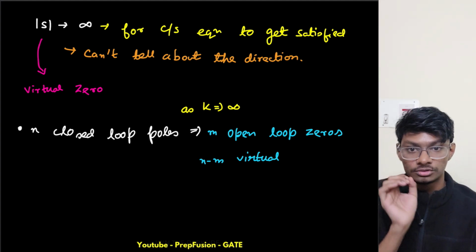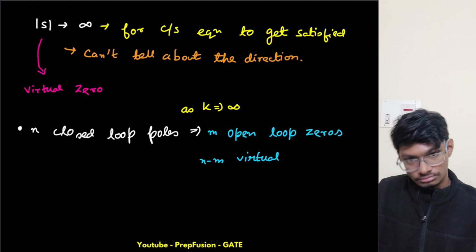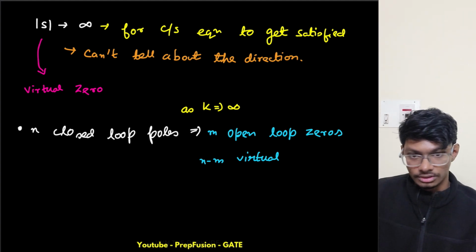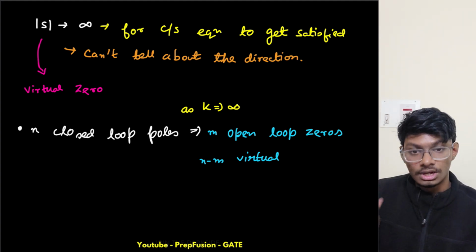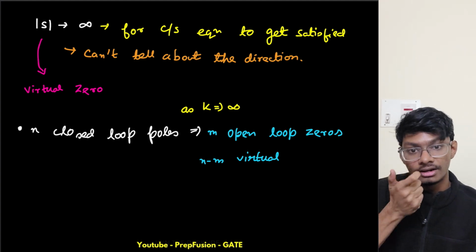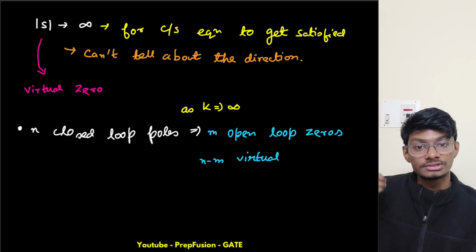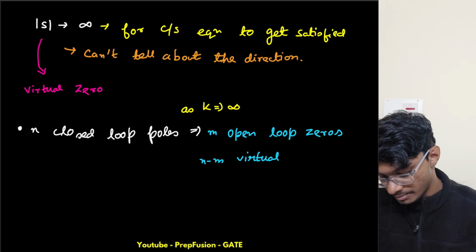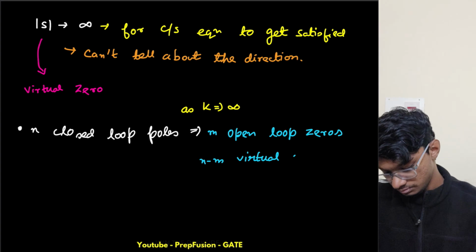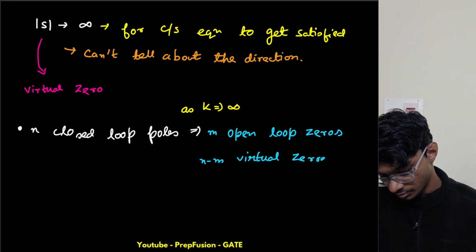I will have n poles of CLTF, so m will be covered by those open loop zeros only, but I will still have to make n minus m closed loop poles. Where will they come from? They will come from this virtual 0. So this is n minus m virtual zeros. Okay, let's apply this in this example only.